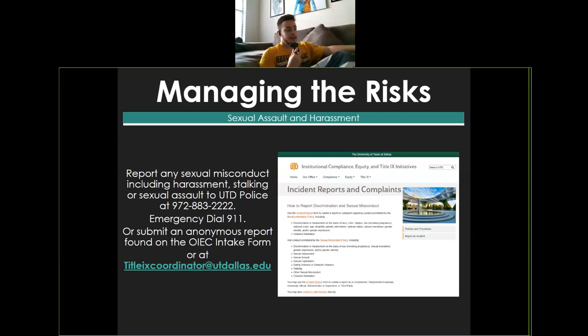As well, even if your car isn't starting, they're always happy to help jump your car as well, get it started for you. And then at the end is also the Title IX coordinator email at UTD.